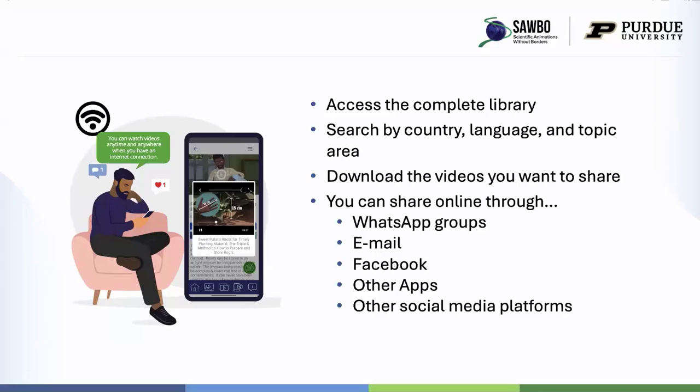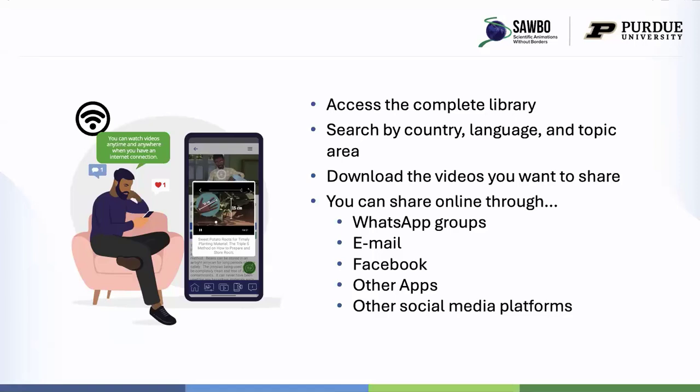So we have a search function where you can search by the topic, the language, the country, and narrow down to the videos that might be useful to you. So if I'm in a given country, I can check the country, and then it'll narrow down to the list of the country I'm living or working in. And then I can choose a particular language of interest and download those videos in that particular language.